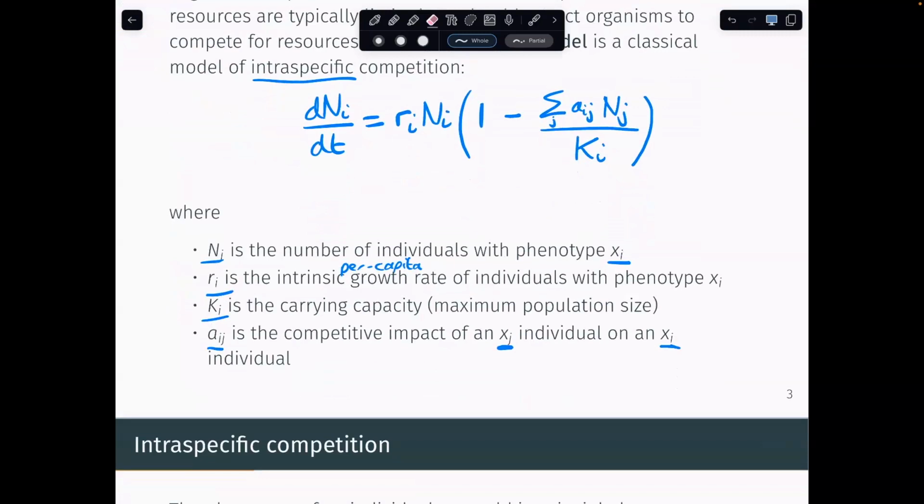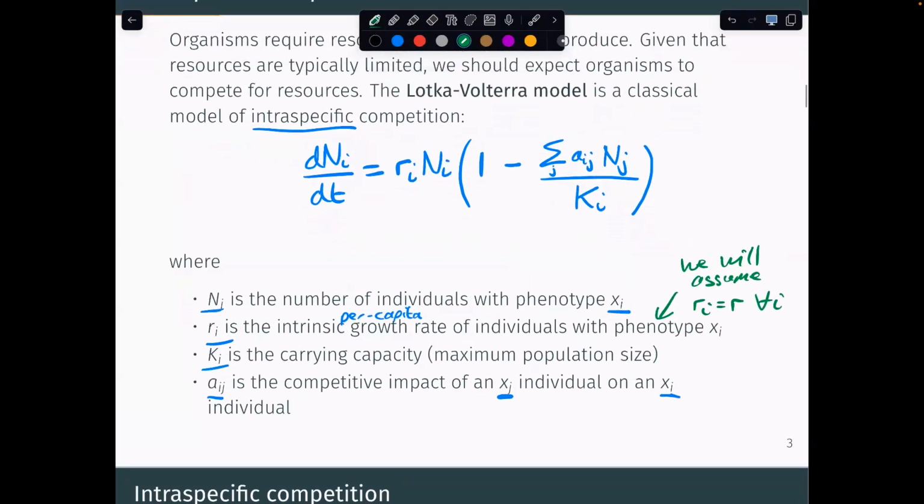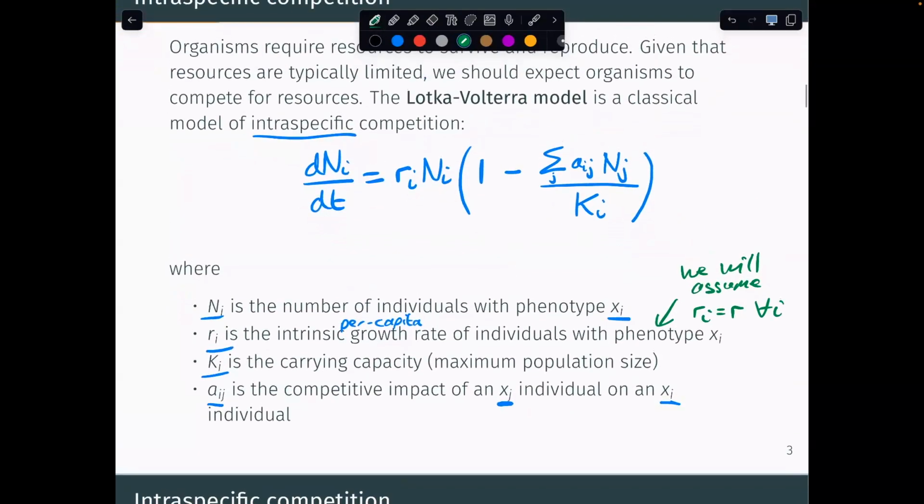And one thing we're actually going to assume here straight away, just to simplify it a little bit, is that all of these phenotypes have the same growth rate. So we're going to assume that Ri is equal to R for all i. Okay. There's no variation in this intrinsic growth rate. In the most general model, yes, you can have this, but we're going to simplify it a little bit. Okay, any questions about the basic structure of this model?